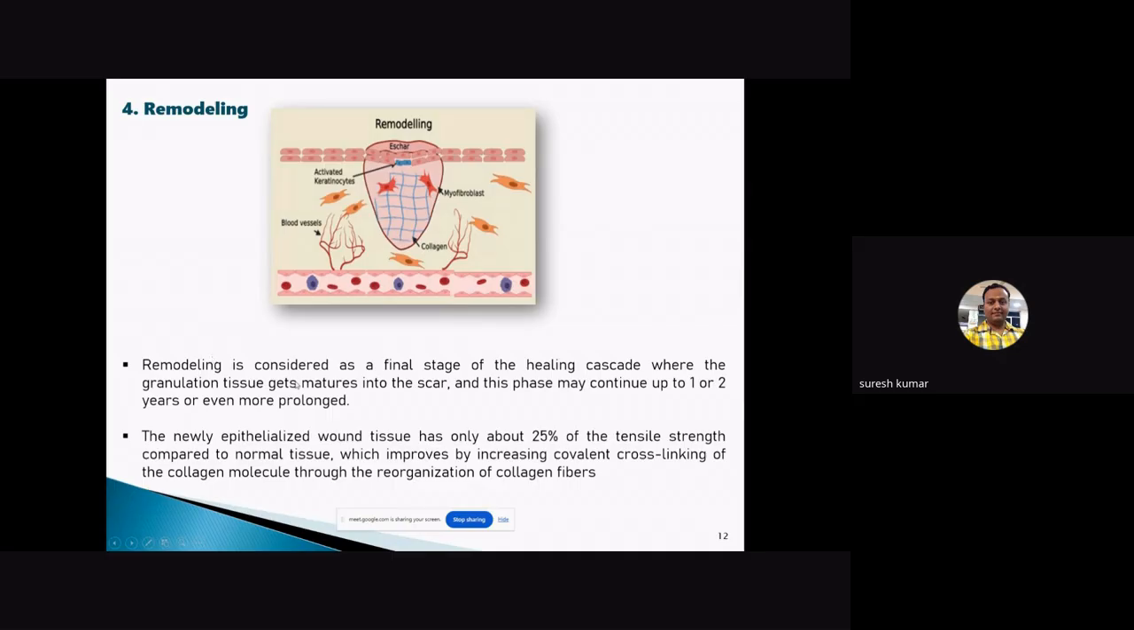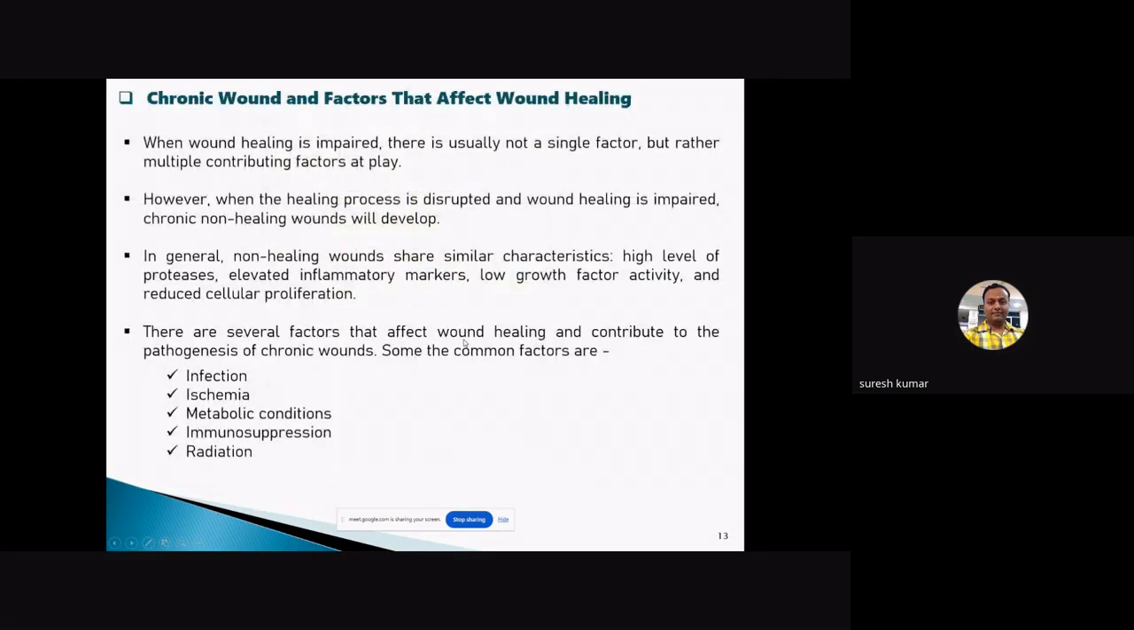The last phase is the remodeling phase, the final stage. It depends on the granulation tissue getting matured, and this may continue for 1 to 2 years or even longer depending upon the injury. The newly epithelialized wound tissue has only about 25% of the tensile strength of normal tissue, which improves by increasing the covalent cross-linking of the collagen molecules through reorganization of the collagen fibers. So these are the different steps we discussed.